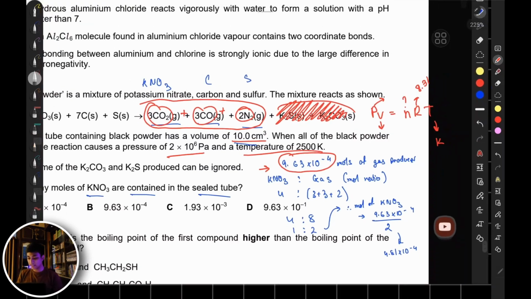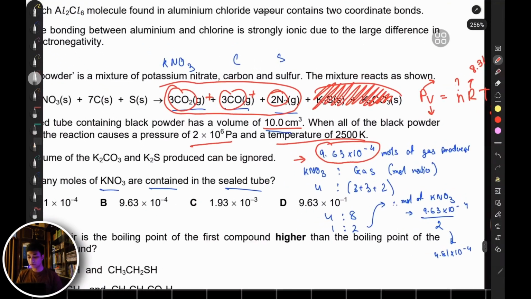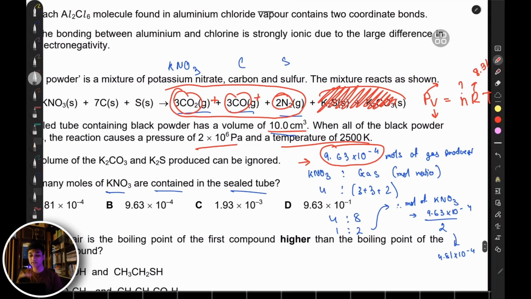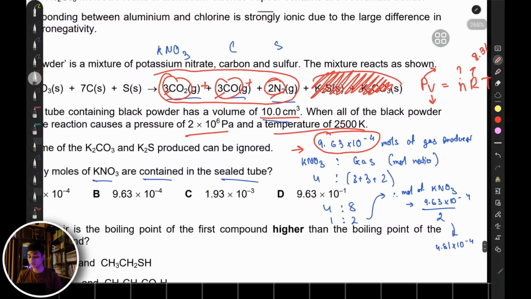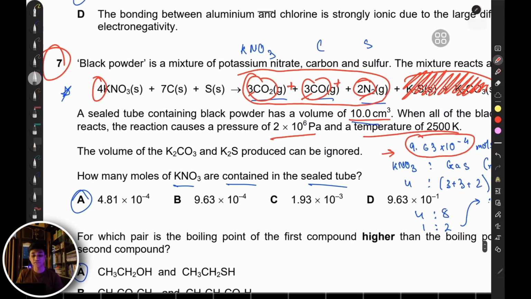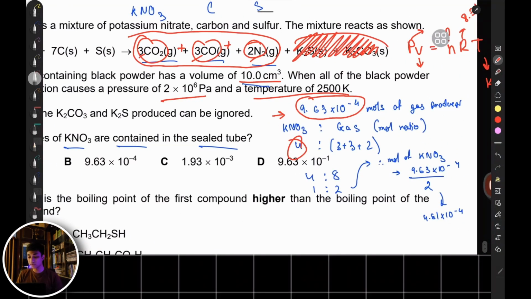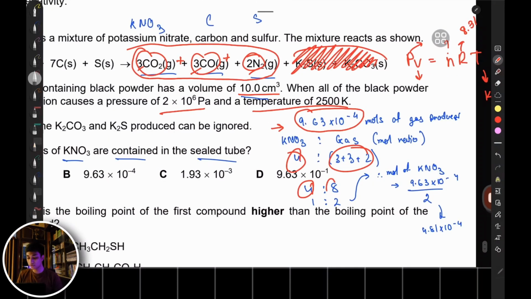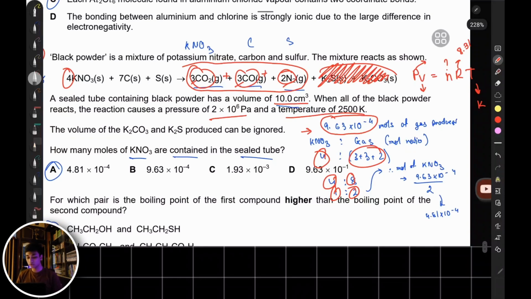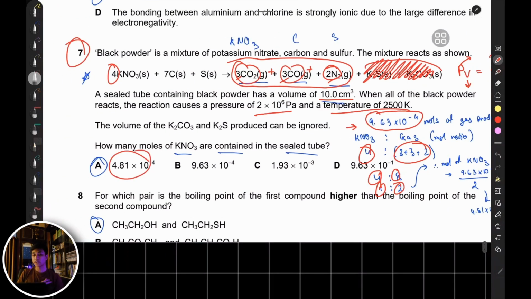So, from this, you can use molar ratio. How many moles of gases are there? 3 plus 3 plus 2, which is 8. There were 4 moles of potassium nitrate, and now 8 moles of gas. 4 is to 8 is 1 is to 2. And you know the moles of the gases, which is 9.63 into 10 to the power of minus 4. You divide it by 2 to get the moles of potassium nitrate. So yeah, A is the answer.